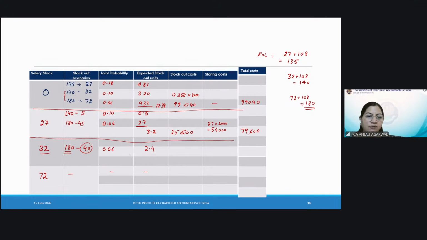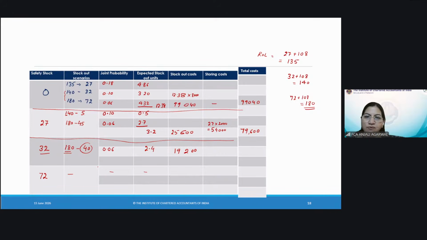If I'm on a safety stock of 32 units, 2.4 into 8,000, the stock out cost is 19,200, but keeping a stock of 32 units at 2,000 per ton, so 32 into 2,000 is 64,000. 64,000 plus 19,200 is 83,200. And for 72, the stock out cost is nil, but 72 into 2,000 is 144,000. So the total of stock out cost and storing cost is 144,000.